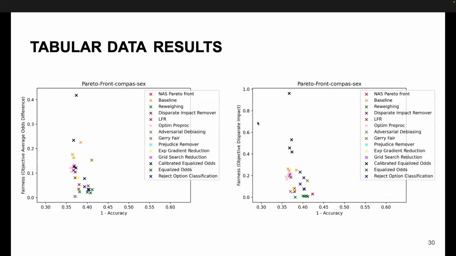And when we plot our AutoML found new Pareto front, we see we're finding much more accurate models, and at least on the average odds difference, much more fair models as well. So we're finding the fairest model as well as the fairest and most accurate model. So these Pareto-dominate, and on this fairness metric, we're just being Pareto optimal, but we're still drastically improving the accuracy and improving fairness as well.